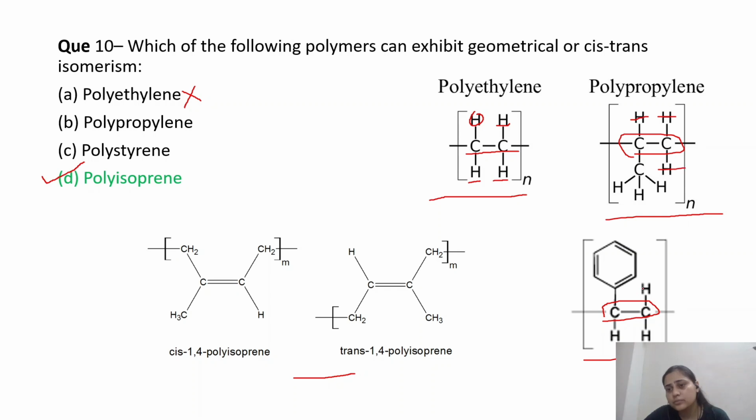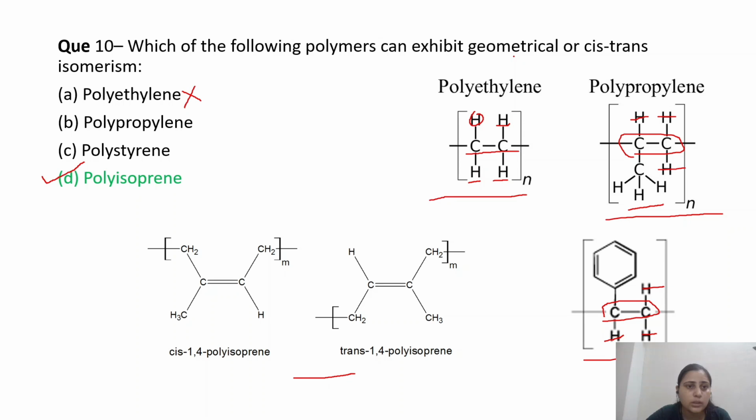Here also in polystyrene, three hydrogen atoms are there. In polystyrene, one is the benzene ring, while in polypropylene, this is the methyl group. So only one group is different and the rest three are hydrogen. So when there is rotation of the C double bond C, there will not be formation of a non-superimposable image, and thus they will not show geometrical isomerism.